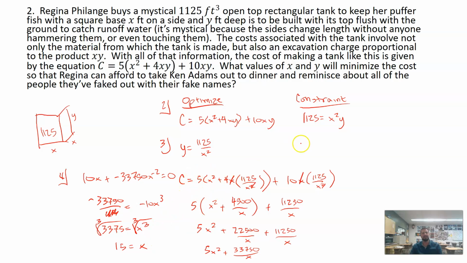Well, it wants to know what values of x and y are going to minimize the cost. So now I need to find, I know what x is. I know x is 15. I need to plug 15 in to find out what my y value is. So I go 1125 divided by 15 squared. 1125 divided by 15 squared gives me 5. Okay, so I get 5. So those are the values of x and y in this problem that will minimize the cost of the tank. Okay, that is number 2.